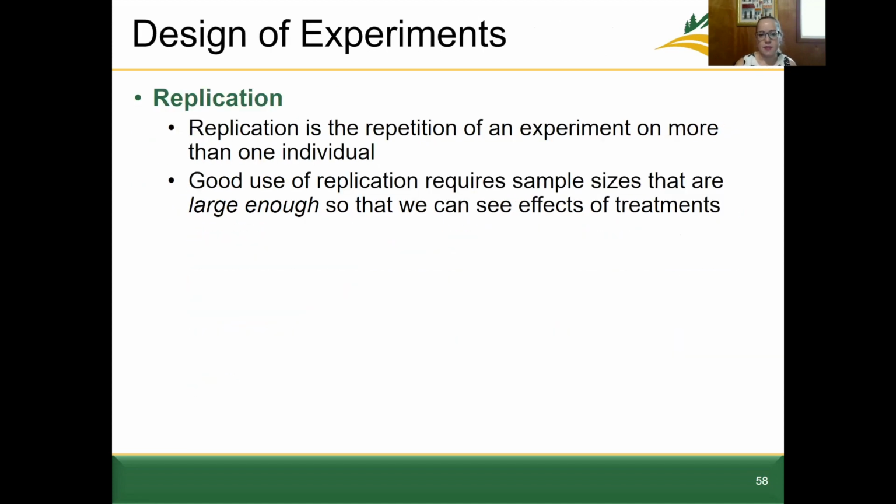Again, with part of this experimental design, replication is the repetition of an experiment on more than one individual. Good use of replication requires sample sizes that are large enough so we can see effects of treatments. If we were doing a simple study and we only surveyed 2 students on FRC's campus, is that going to be enough to really tell us how the overall student body feels about a certain issue? Okay, so we want to use this idea of replication in our studies. So we are repeating the experiment on more than just 1 or 2 individuals. And we'll learn more about what a large enough sample means as we go on this semester.